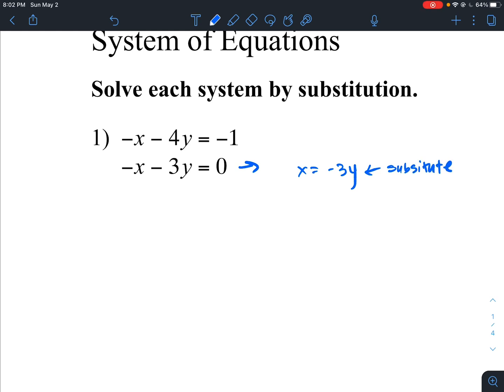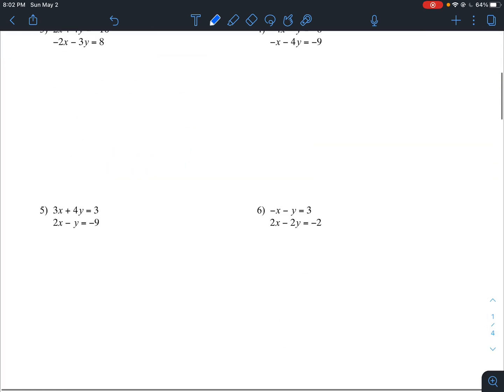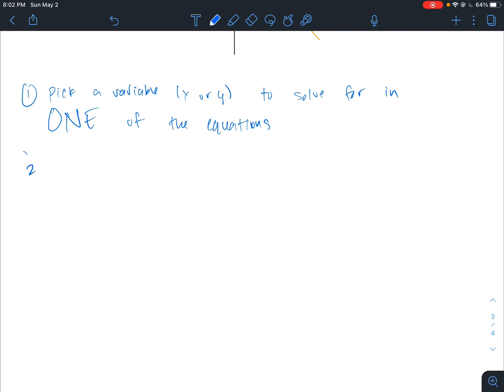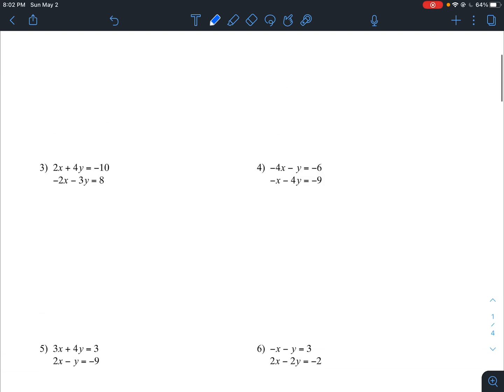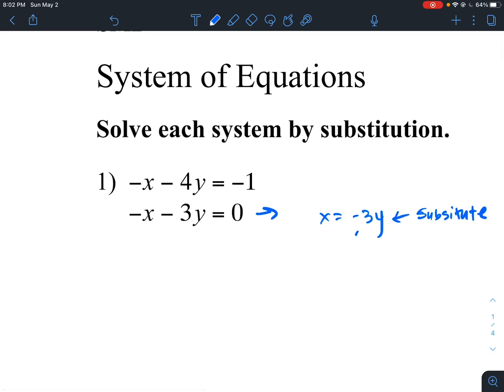This is my substitute. Okay, so this leads to my second step, which is take the substitute and substitute it into the other equation. So this step you've got to be careful about, that you don't put it back into the equation that you just solved for, okay? So I can't take this x equals -3y and put this back. So right here, we're going to substitute in for x.